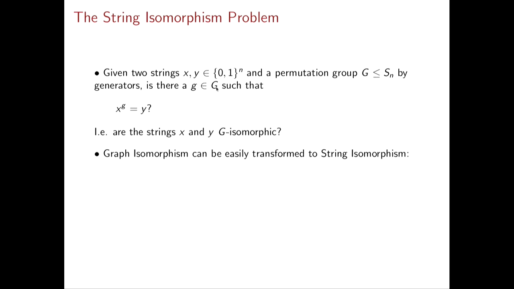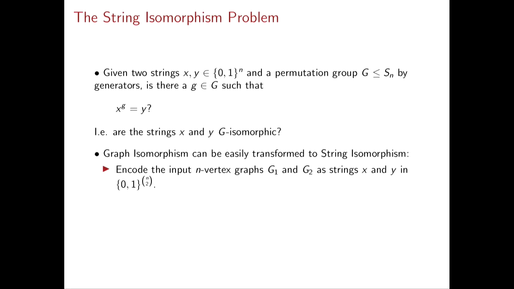So in other words, our strings X and Y are G-isomorphic. It turns out that you can easily transform graph isomorphism to string isomorphism. How? Because you can think of an n-vertex graph as a bit string of length n choose 2, because it's indexed by the unordered pairs of vertices. There are n choose 2 many of them.